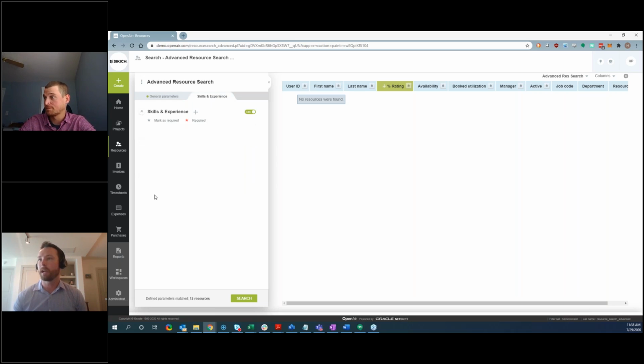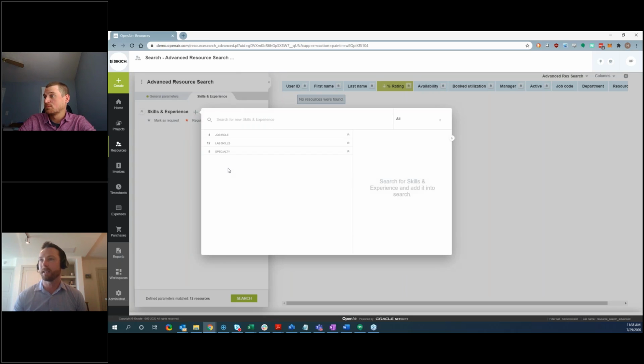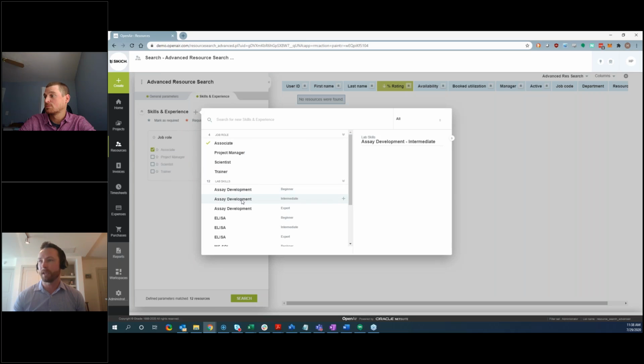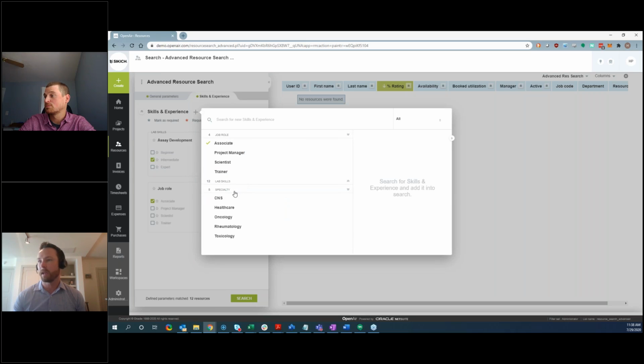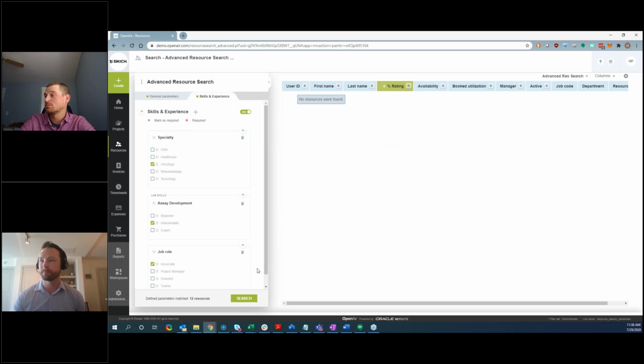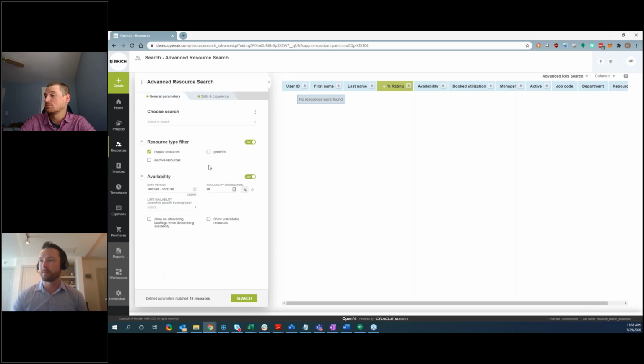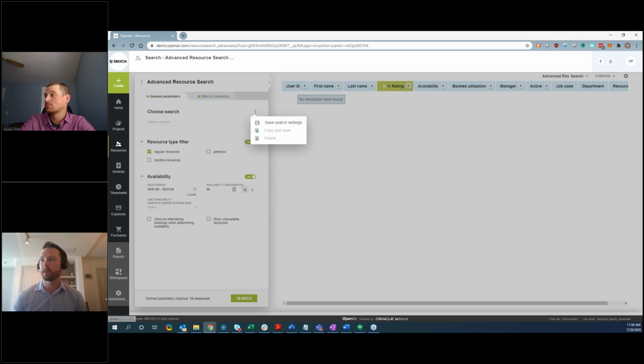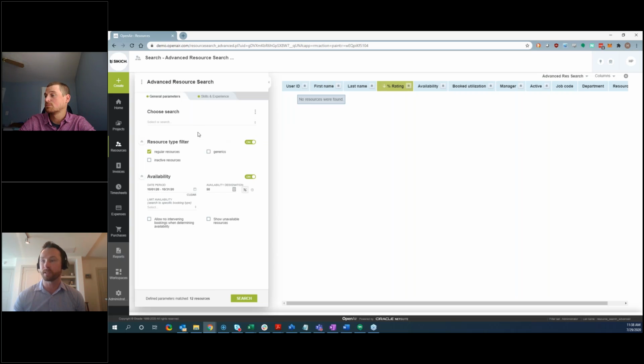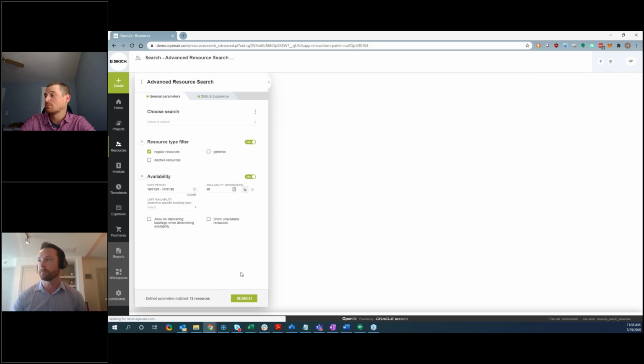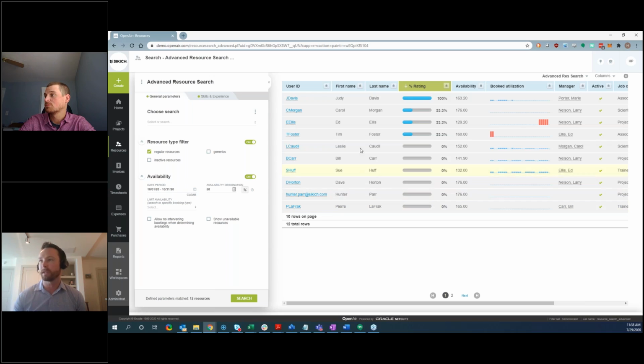And in addition to that, I want a specific individual. So if I navigate to the skills and experience tab, I can start adding in extra criteria to the search. Maybe I want an associate who has intermediate skills in assay development and who is a specialty in oncology. Right here, I'm building my query, and let's say this is something that I want to run frequently, maybe change the availability, and I don't want to rebuild it over and over again. OpenAir does allow you to save search settings to reference later. If I click this search icon, I'll immediately get pulled up a list of resources that match or partially match the criteria.